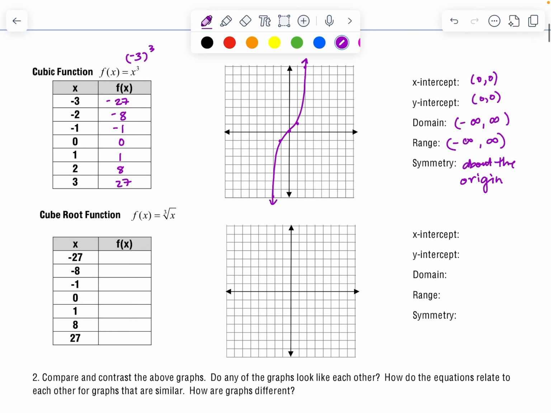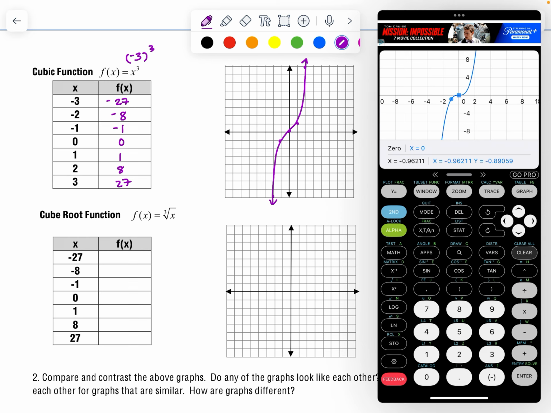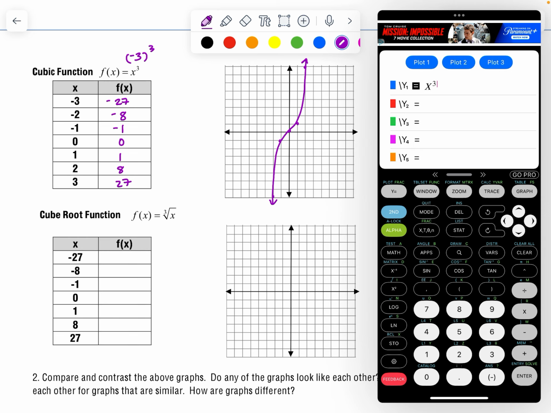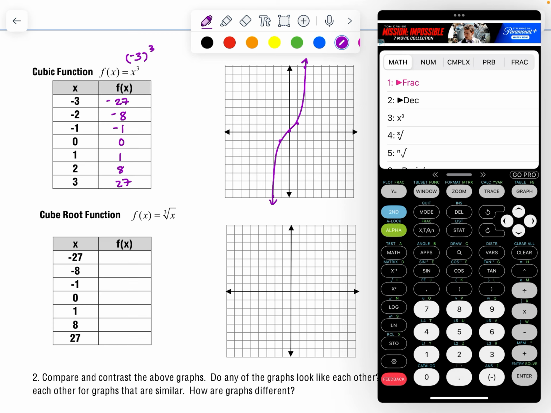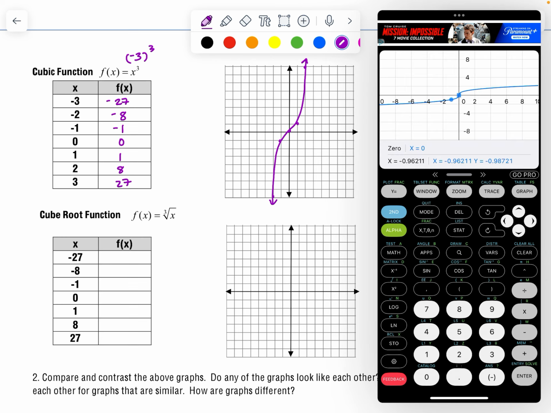And last but not least, a third root. What is the third root going to look like? So let's actually graph this one first, just because this one's a little bit strange. I'm going to clear this out. For the third root, we actually have to use the math function, and then line 4 says the third root. We drop in an x inside of that and hit graph. And it kind of looks like this cubic, except now it's turned sideways.